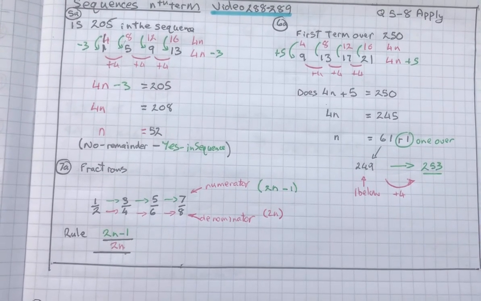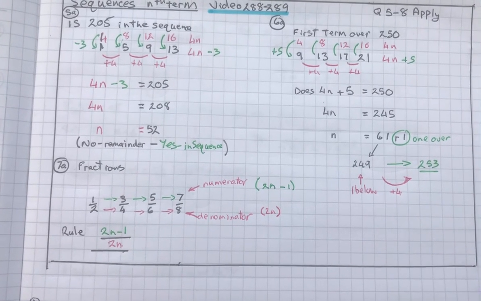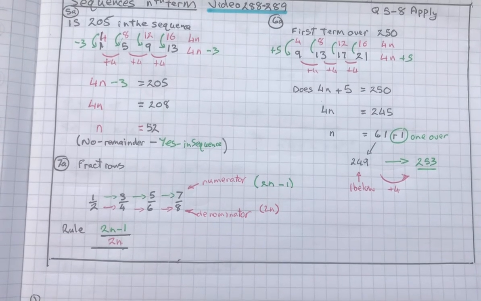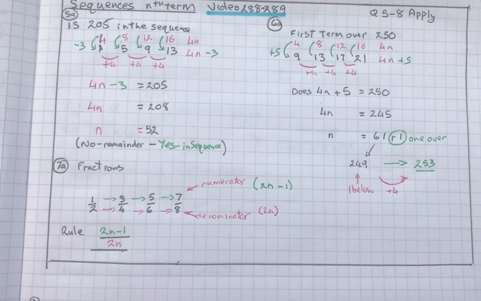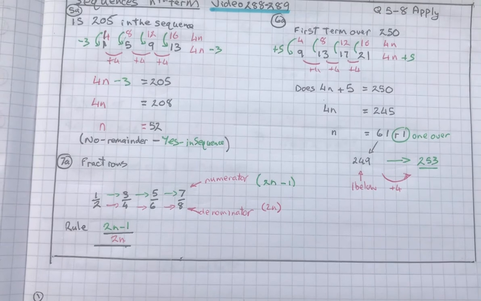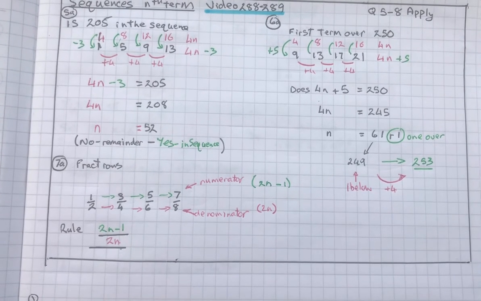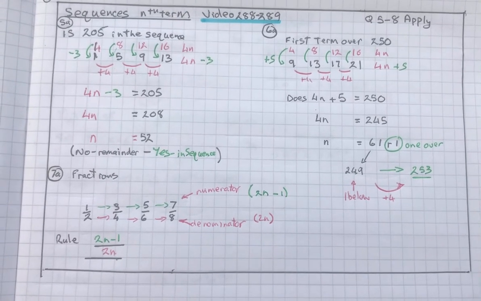Now there are many numbers in that sequence, but of course there's loads of numbers in between that aren't in the sequence. If 4n minus 3 equals 205 yields a value of n with no remainder, then it's part of the sequence. If I add 3 to both sides, 4n is 208. If I divide both sides by 4, n is 52. There's no remainder, so yes, it is part of the sequence.